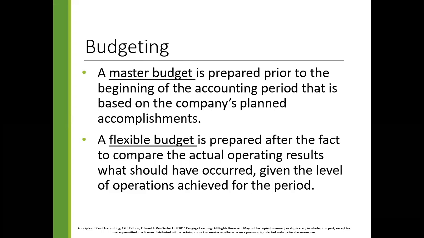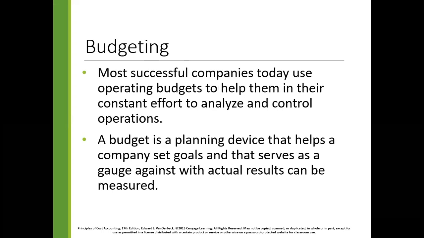All right, so again, like we mentioned on the previous slide, the master budget is prepared prior to the beginning of the accounting period. It's based on the company's planned objectives or what they want to accomplish. Flexible budget is prepared after the fact to compare the actual operating results to what was budgeted, right? So just like it shows here, most companies will use some type of budget, and it's a good way, even in our personal lives, if we use a budget, it's a good way to kind of stay on track and outline what you want to happen, set those objectives, right?